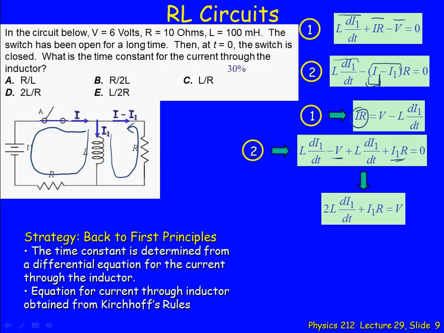So I can simplify that so it looks like a simple LR circuit. Notice my coefficient here is 2L in front of the di dt, and then my I times R. So this 2L is going to be the effective inductance for my time constant here. And so my time constant, which is just L over R, well, it's really the coefficient of the di dt, so it's 2L over R. And so there's the answer to that one.